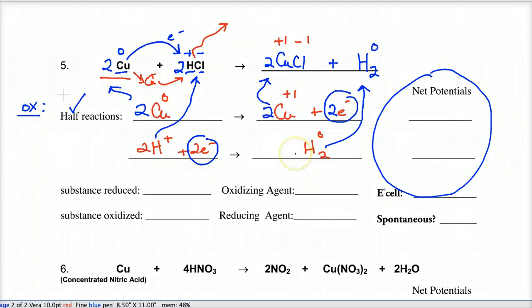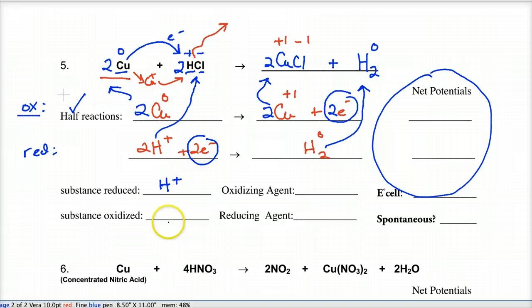The absolute check you must do is making sure that both sides of a half reaction have the same charge. It doesn't matter if this has a different charge. Okay? Eventually we will make sure it has the same charge by balancing electrons. In any case, reduction half reaction. So the substance reduced is H+.